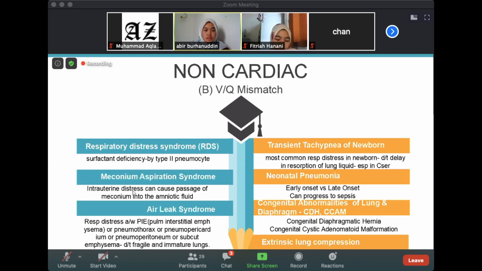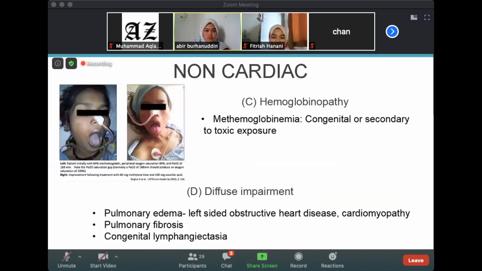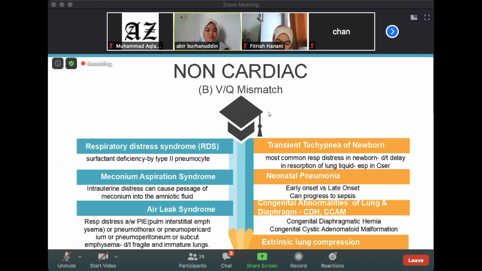Then meconium aspiration syndrome. It usually occurs due to intrauterine distress that can cause the passage of meconium into the amniotic fluid. And the third one is Ehrlich syndrome. Ehrlich syndrome is defined as respiratory distress associated with pulmonary interstitial emphysema or pneumothorax or pneumopericardium or pneumoperitoneum or subcutaneous emphysema. It occurs because a fragile and immature lung causes the alveoli to burst, and there will be accumulation of air outside the lung. You can see this in pneumothorax, pneumopericardium, pneumoperitoneum, and subcutaneous emphysema.